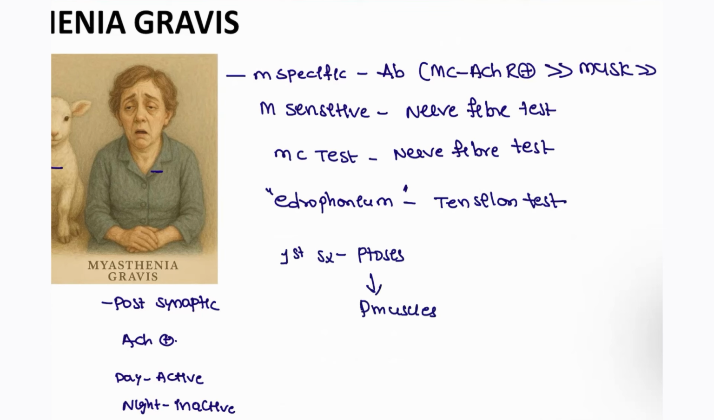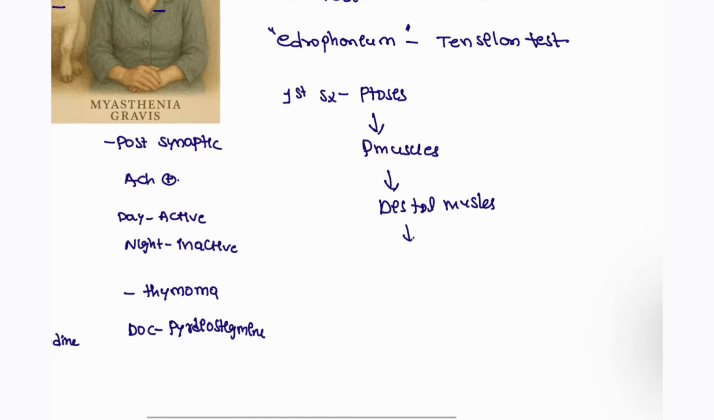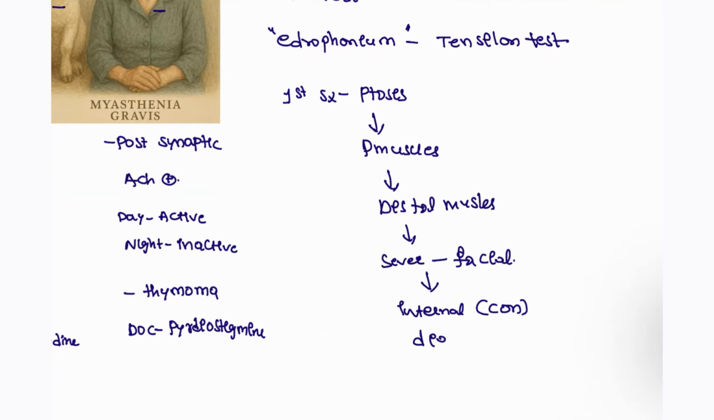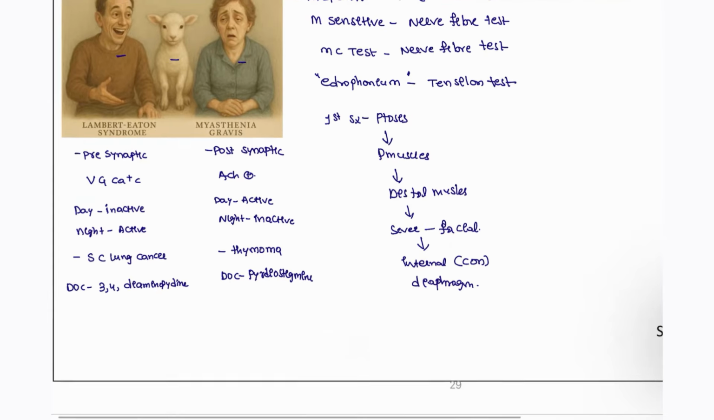Over time, the proximal muscles and then distal muscles are also involved, and if it is a severe condition, it is going to involve the facial muscles. Then the internal muscles are involved, and it can cause death. For example, if the diaphragm is involved, it can cause paralysis. Okay, this is the overview of myasthenia gravis.